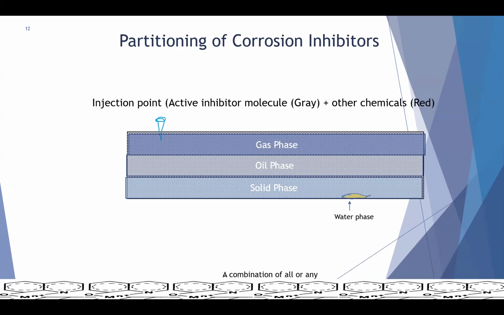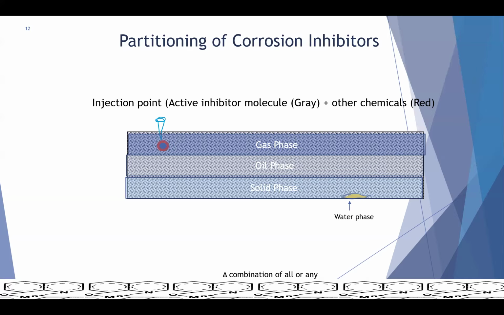But to carry the active inhibitor molecule from the injection point to the location where internal corrosion occurs, the chemical suppliers also add other chemicals so that the active inhibitor molecule gets transported from different phases into the phase in which corrosion takes place. So in this example, the gray is an active inhibitor molecule. That is a molecule that has to go to the water phase, and the other chemicals are represented as red.